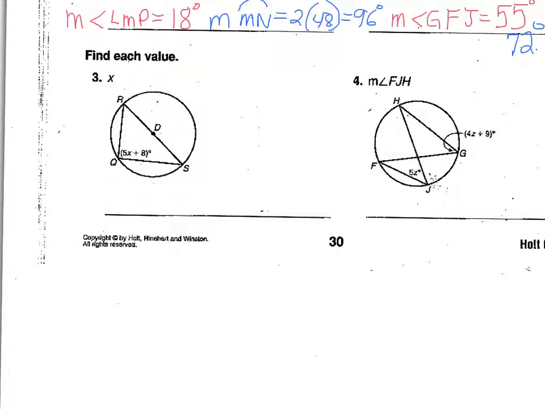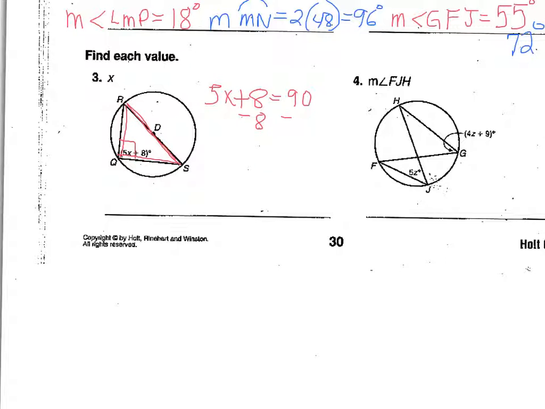Now in problem number 3, we have algebra, but it's the same idea. As you know, on the notes, if the inscribed angle is touching the diameter, and the diameter is 180, then that inscribed angle should be 90. So with that idea, we can say that 5x plus 8 equals 90.